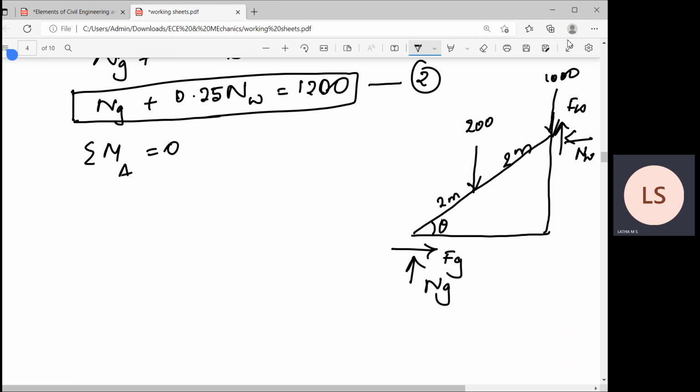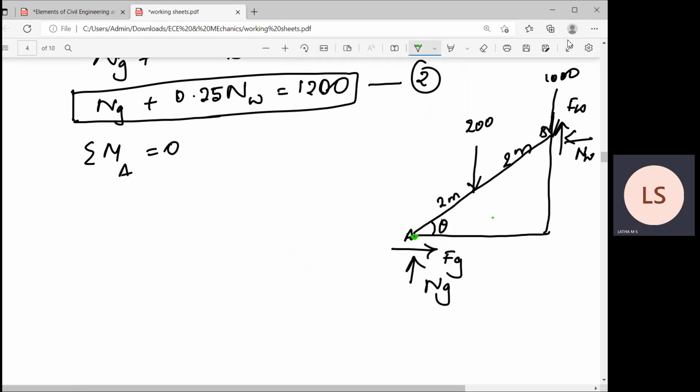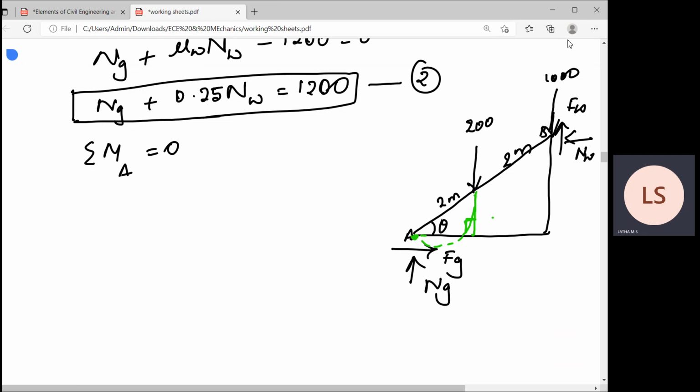So now I'll take point A, this is point A and this is point B, right? I'll take the moment of all the forces. First, I'll understand point A is here. Fg will pass through point A, Ng will pass through point A. So these forces will be 0. 200, how is it causing a moment? It is causing a clockwise moment. What is the perpendicular distance? This is the perpendicular distance. So what is this distance? It is 2 cos theta, right?